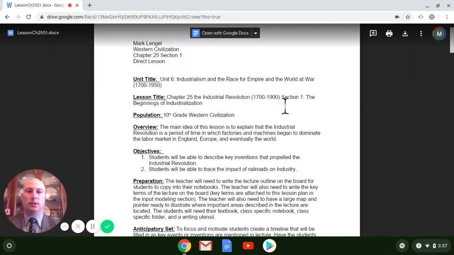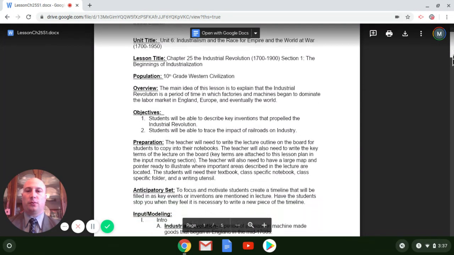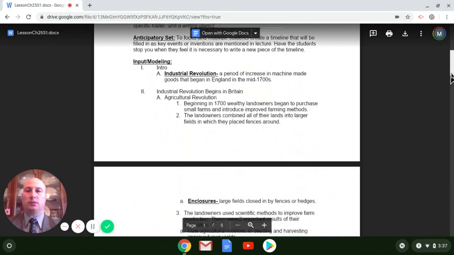Section 1 is the beginnings of industrialization. So today we'll be focused on learning about how the Industrial Revolution began and where it began, which we should all know is in Britain.